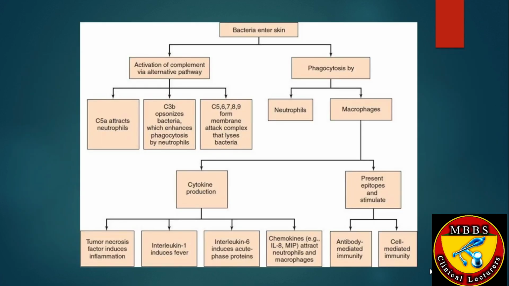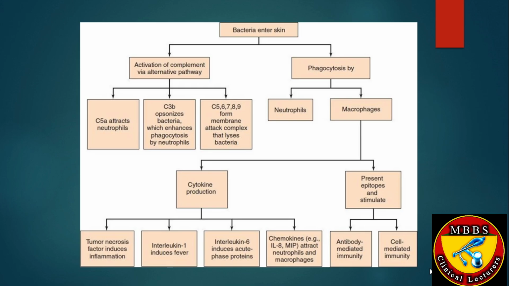Okay, so this is the early host response to a bacterial infection. When a bacteria enters the skin, it can activate the complement system via the alternative pathway. When it activates the complement system, C5a, which is a component of the complement system, attracts the neutrophils. C3b, another protein seen in the complement system, opsonizes the bacteria and enhances the phagocytosis. Then C5, C6, 7, C8 and C9 form the membrane attack complex. Overall, they form a membrane attack complex, which causes the lysis of the bacteria.